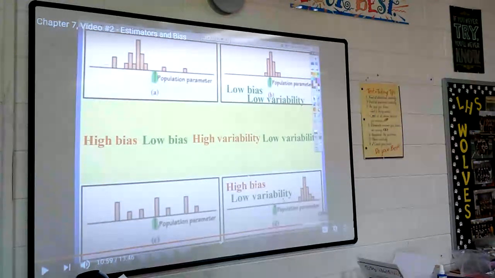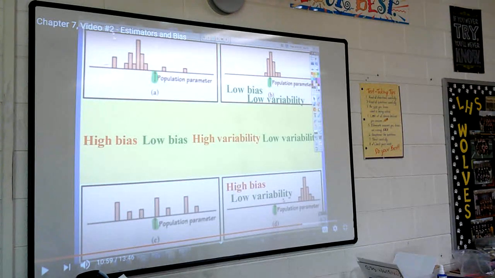So high bias, there's low variability here because they're not very spread out. But it's not where we want it. So there's high bias in D. In A, there is high bias and high variability. So it's biased because it's over towards the side. It's not in the middle. And it's also pretty far spread out.